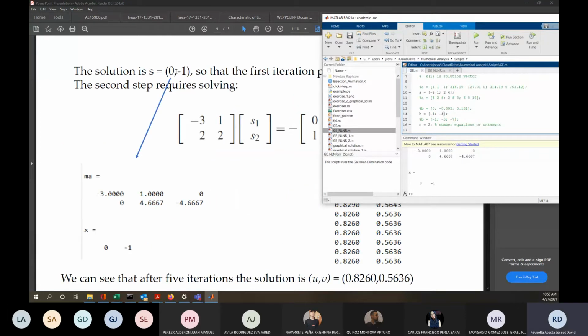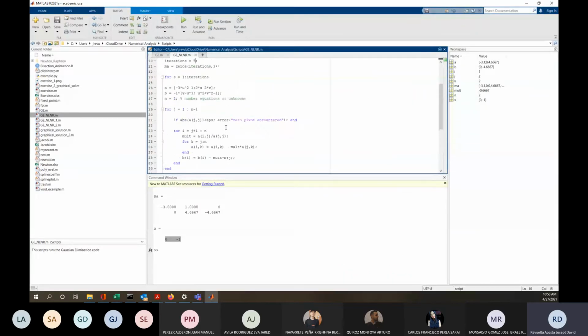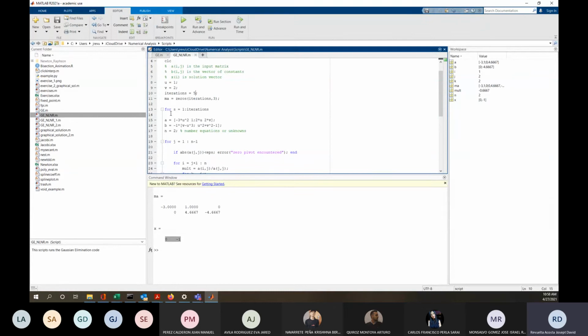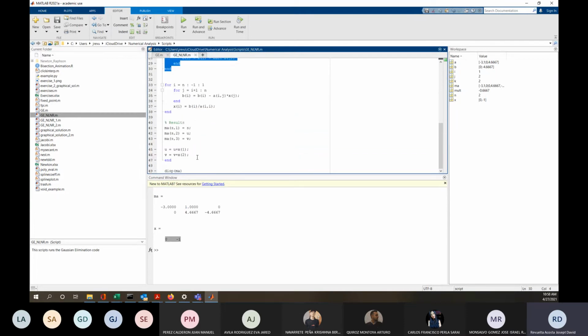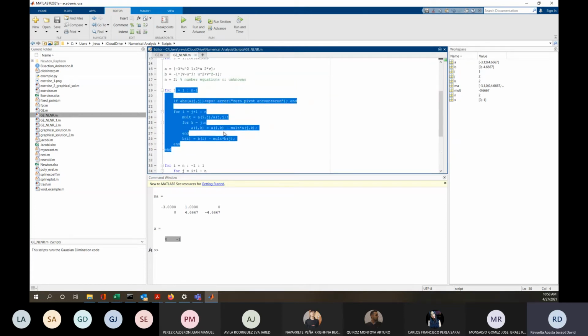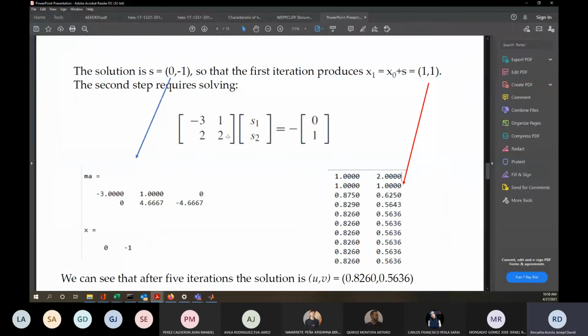And if you go to this part, this is 0 and minus 1, which was the solution from applying the Gaussian elimination script. So this is how you get the Gaussian elimination. But in my case, I invented one strategy to make this easier by adding a new for cycle for the number of iterations using the Jacobian, and then solving by using Gaussian elimination. So that's what I did exactly here. It's actually a very nice script, and this is how we solve it. So the solution at the end is 0.826 and 0.536.